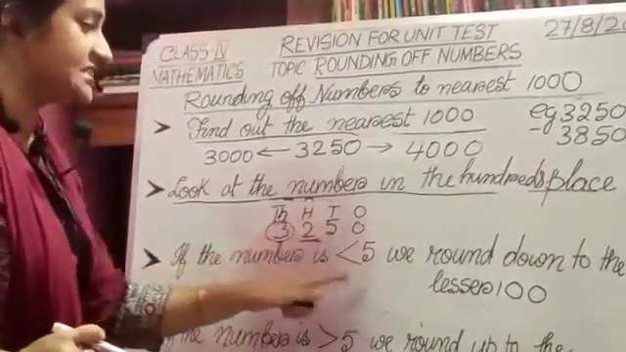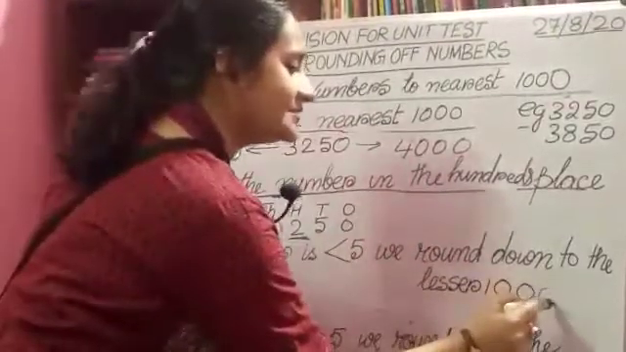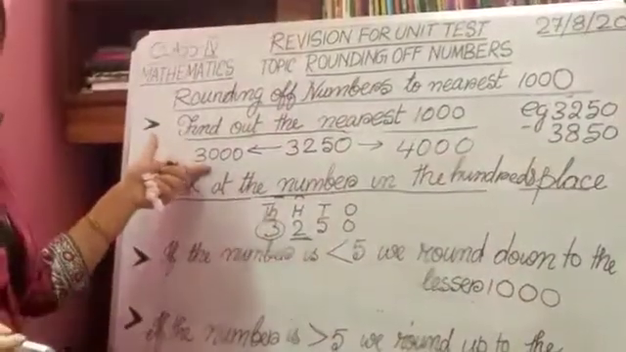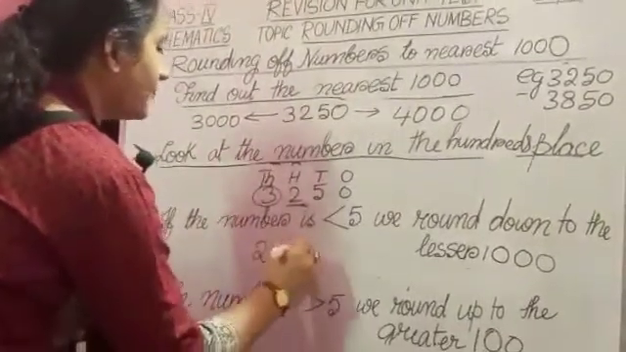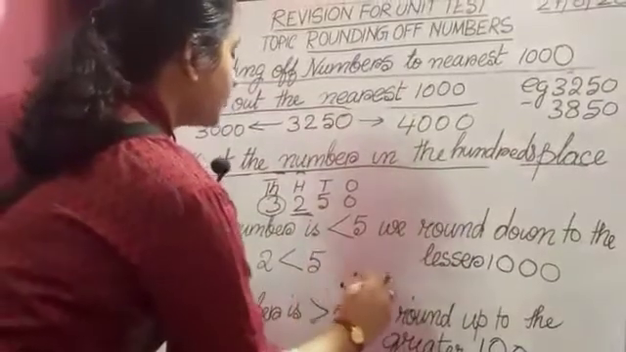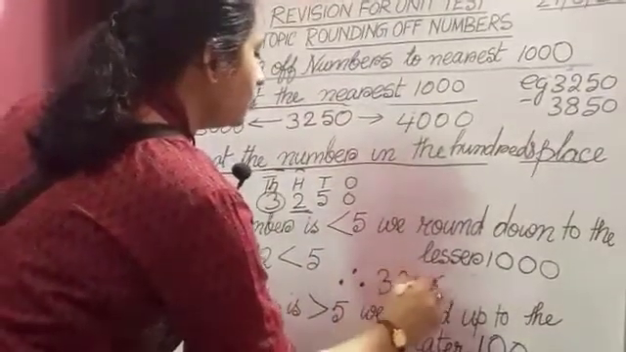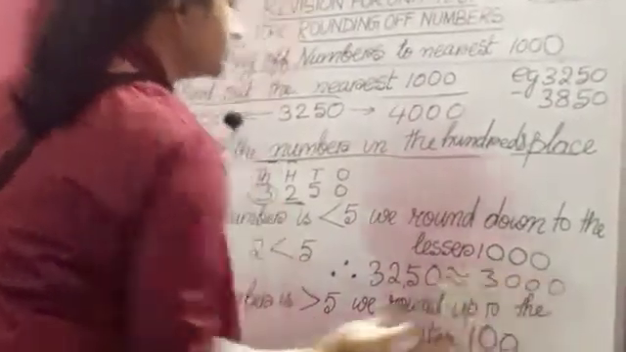If this number is less than 5, we round down the number to the lesser thousand. That means 3000. Right, children? So, 2 is less than 5. Therefore, 3250 can be rounded off to 3000. Right?